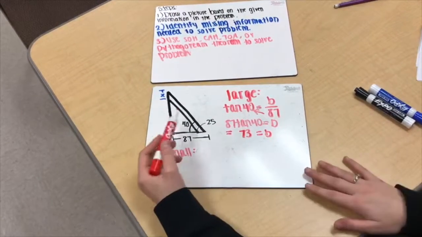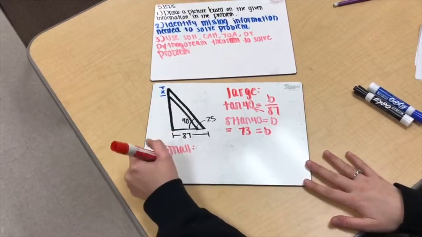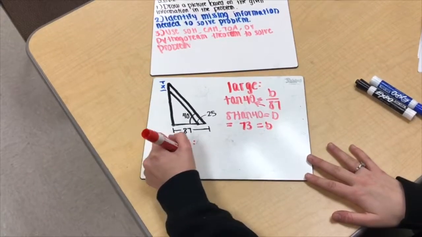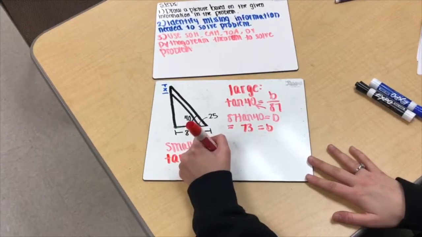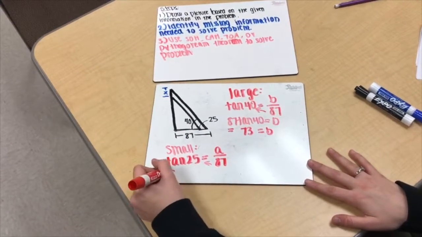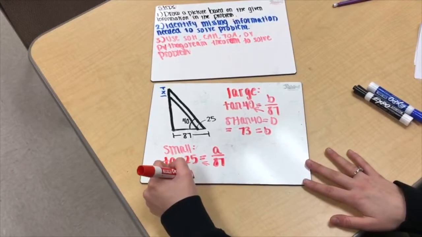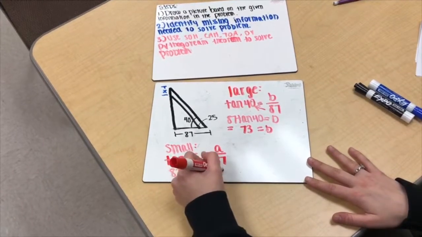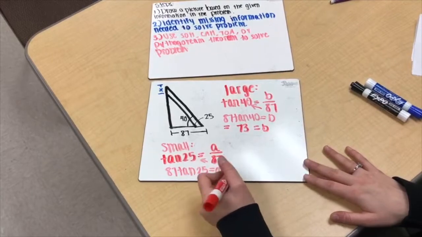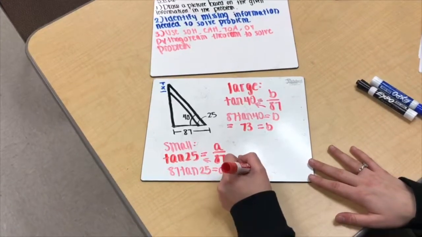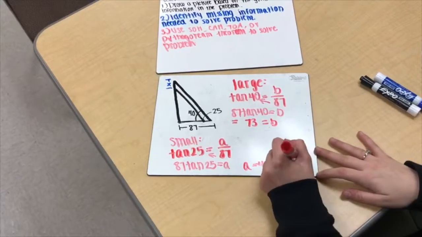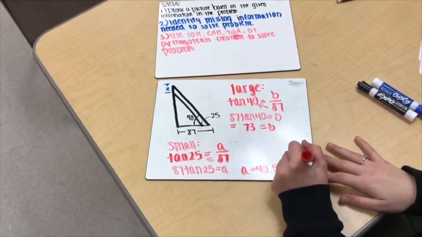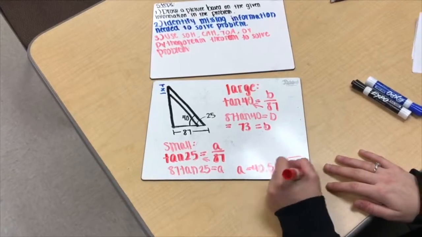it's the same thing. You have your opposite and your adjacent, so you're going to do tan of 25 equals A over 87. You multiply again, you're going to do 87 tan of 25 equals A. And when you put that in your calculator, it should be A equals 40.56. And that's really going to equal 40.6. And that's your angle.